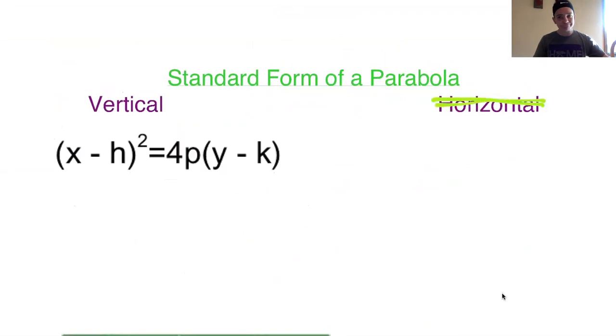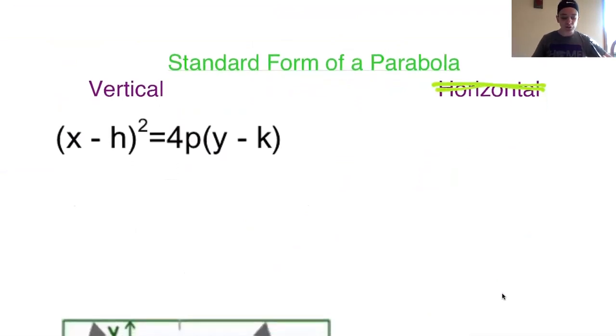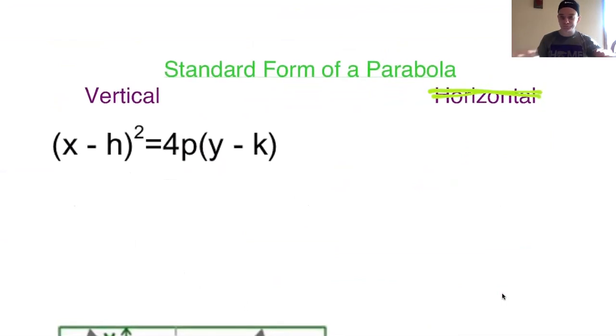First of all, you're used to that. They open up, they open down, okay? But what you're not used to is our new standard form. So this is the standard form of a vertical parabola. I'll give you an opportunity to go ahead and write that down.